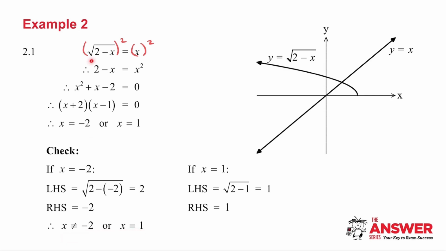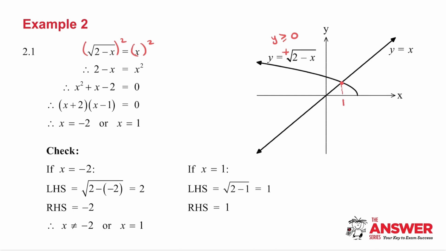Well, if I were to think of 2 separate graphs, the graph of y equals root 2 minus x looks like that. Remember we said that a root is positive only. So the range of this graph is y greater than or equal to 0. So my graph looks like that. The graph of y equals x looks like that. How many times do they cut each other? They cut each other once, there. And that is when x is equal to 1.